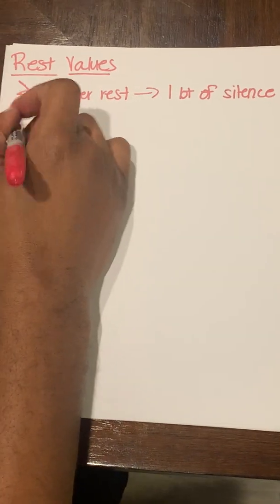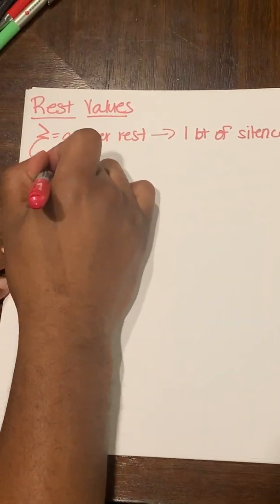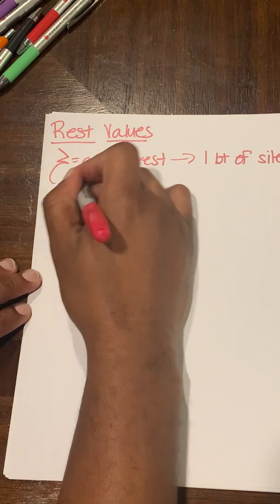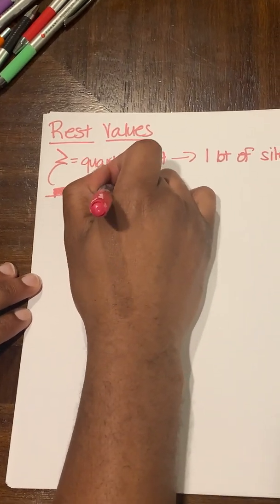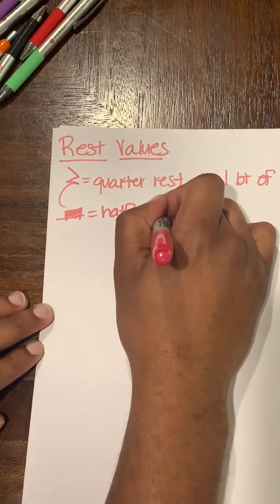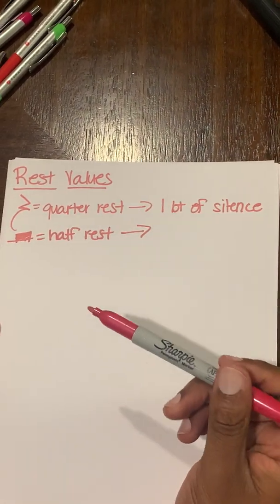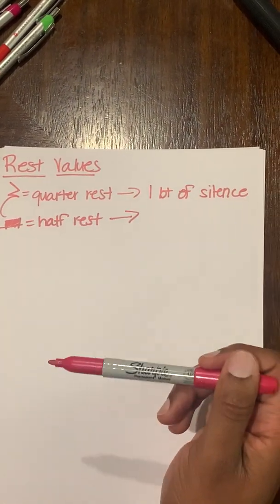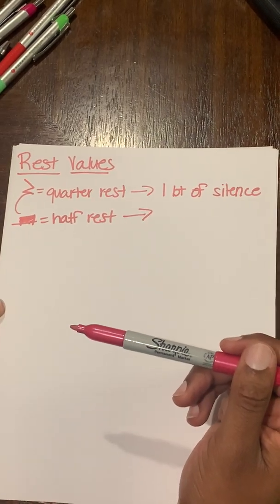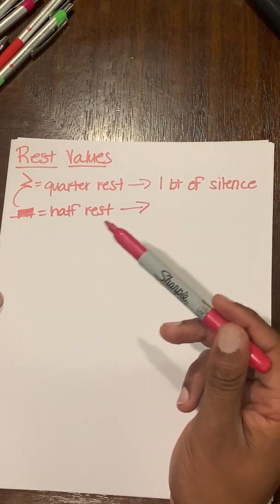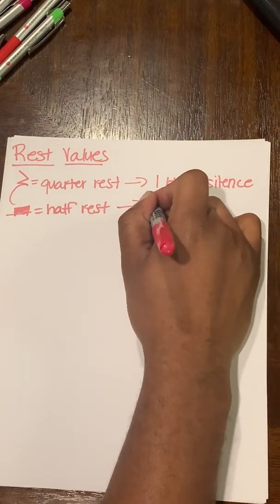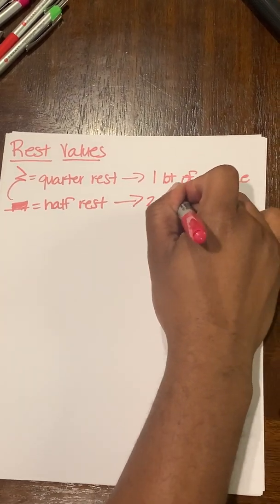All right, the next rest value, it's going to be the half rest. It looks like a hat. The half rest is the opposite of the half note. So if the half note receives 2 beats of sound, the half rest receives 2 beats of silence.